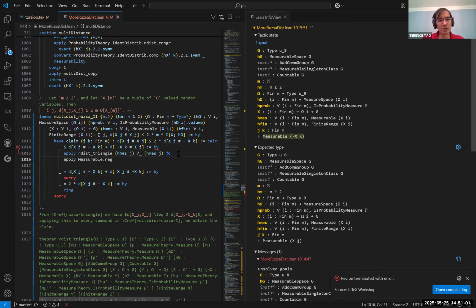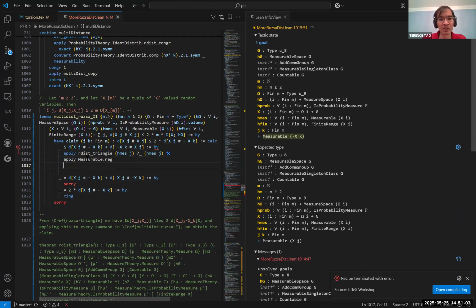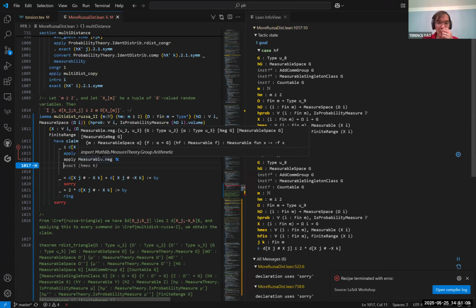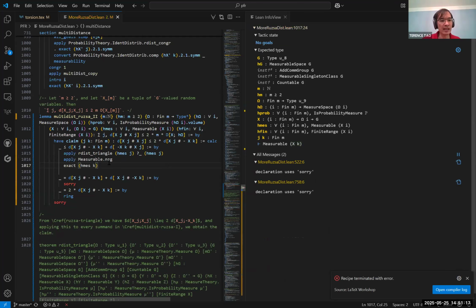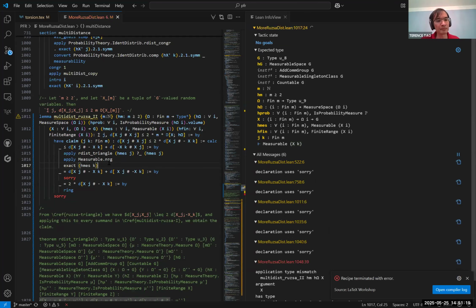Okay, so there's a lemma precisely for this, which is called measurable.neg, which says that if a function is measurable, then its negative is also measurable. And now we've reduced things to the measurability of xk, which, as GitHub supplies, that's exactly h minus k. So that's the first step here.